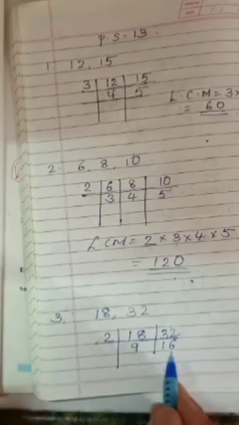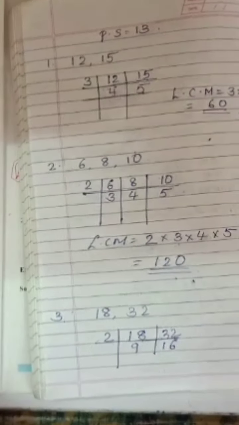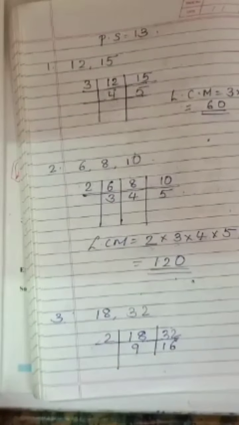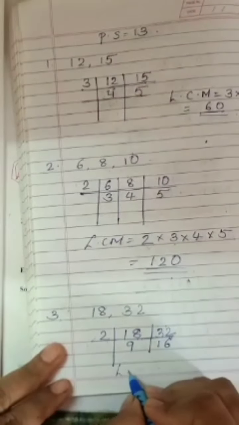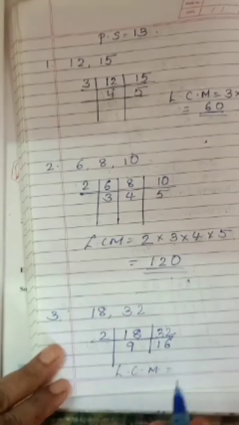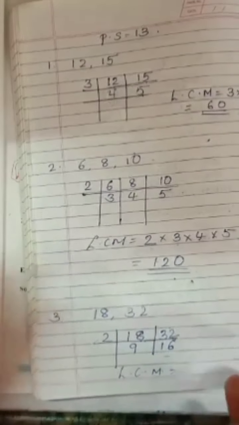So 9 and 16 cannot be divided. Both the numbers will not go in any one table. So what you are going to do, we will multiply and take the LCM. See, when both the numbers will not go in any table, just leave it.